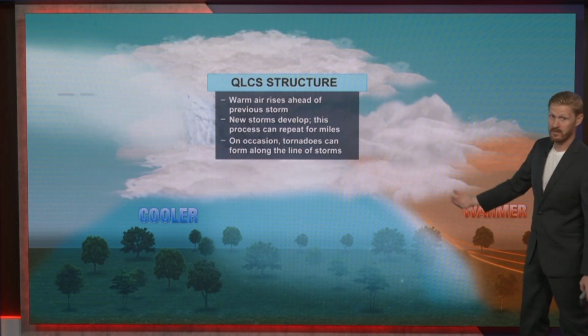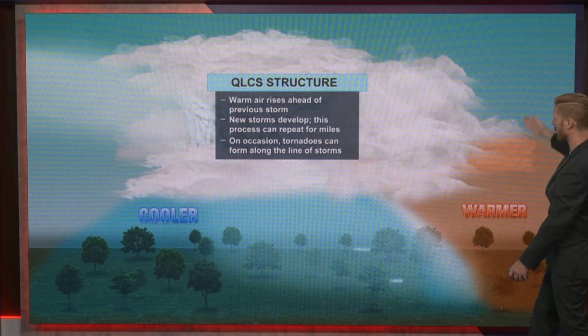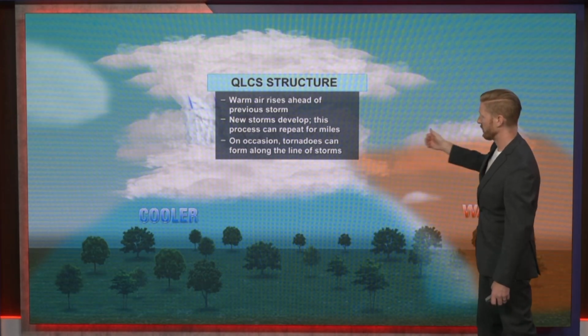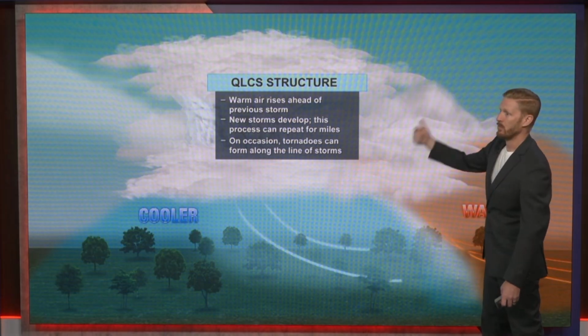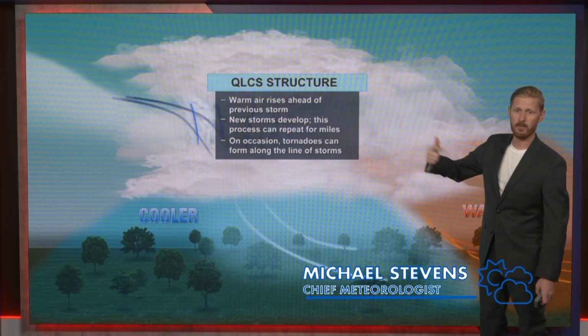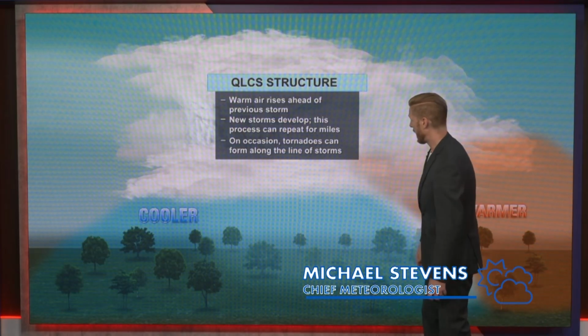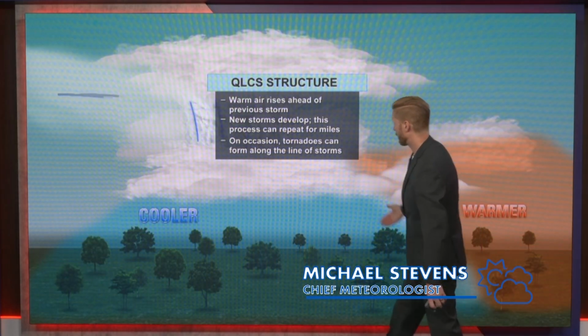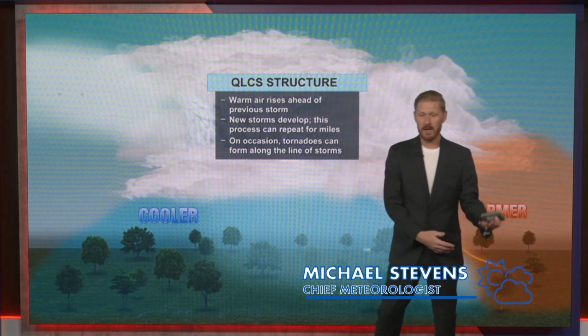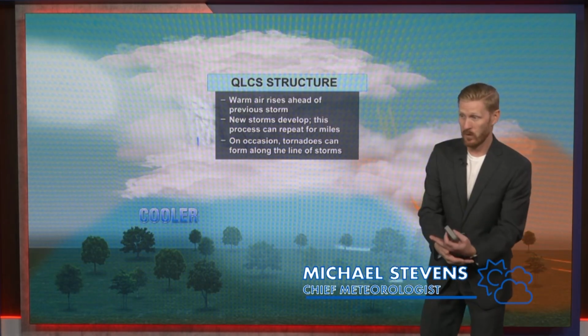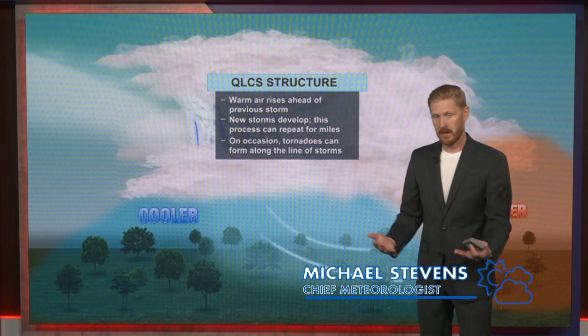That warm air rises quickly, continuing to feed those storms as they move east. And then new storms develop, and that just repeats. It's like respawning storms over and over until it runs out of that warm, moist air. And on occasion, it can produce tornadoes with that line of storms, or it can give you downbursts, which can give you damaging winds, or possibly even straight line winds.